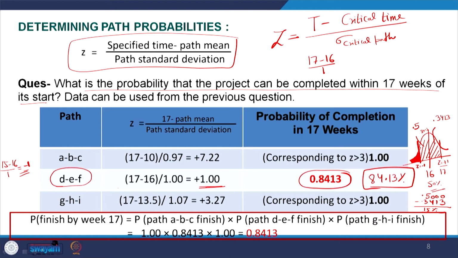So, the probability that the project is completed in 15 weeks is 15%. So, now you understood how with the help of this probabilistic arrangement you can calculate the probabilities of completing the project in different time durations.